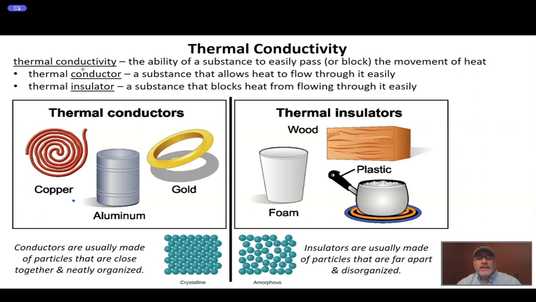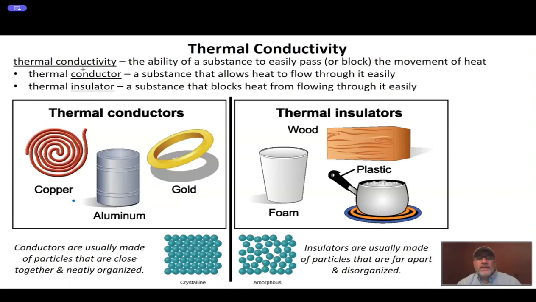All right. So when they talk about conductivity, think of our terms when we talked about convection, conduction, and radiation. With conduction, there's touching, right? So if something is a good conductor, that means that its molecules need to be touching. In order for heat, or that thermal energy, to pass through an object, those molecules need to be super close together.